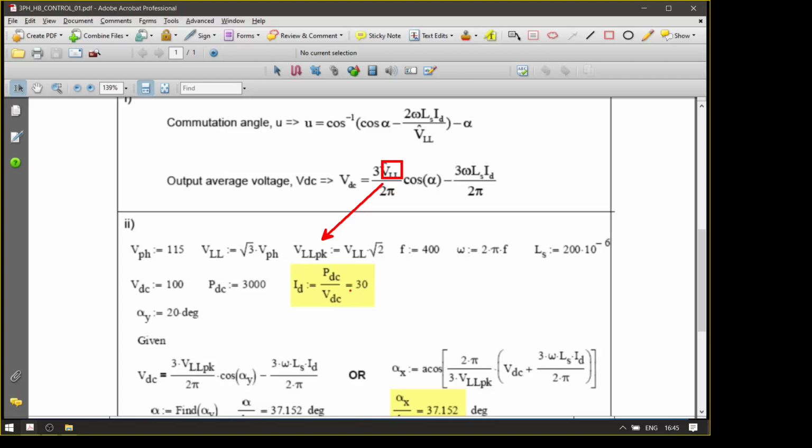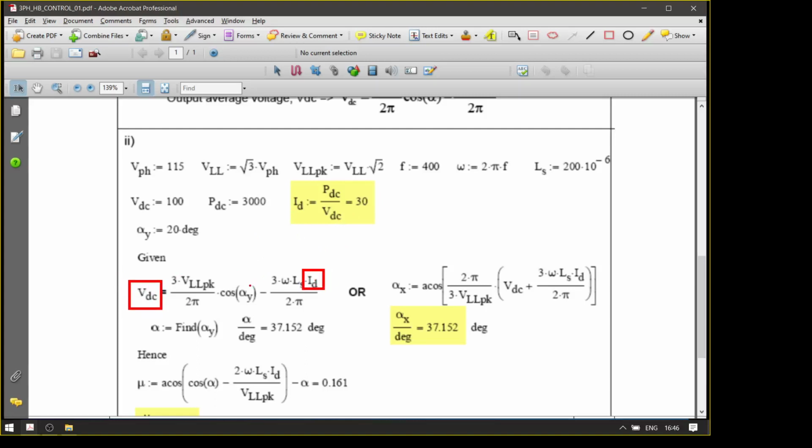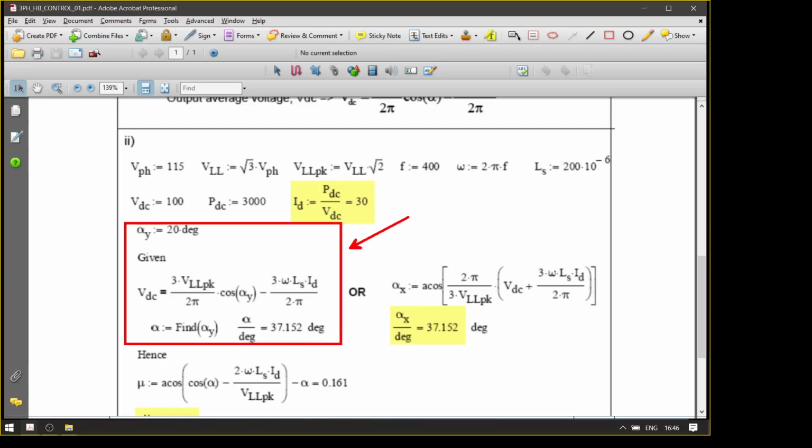This problem. Okay, so first we need to determine what is the IDC, and then from there you need to calculate the alpha. So you have ID as well as VDC, then you need to determine what is alpha. Here I did this, if I can mark that, for the purpose of MathCAD to solve the problem. Okay, so I use the MathCAD.